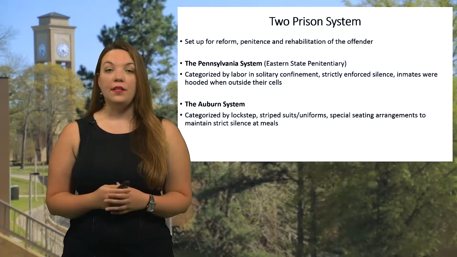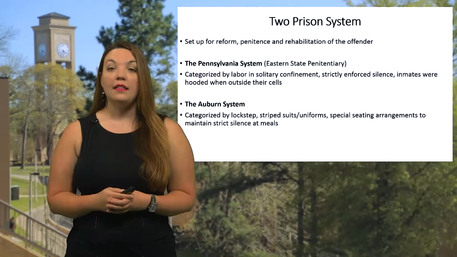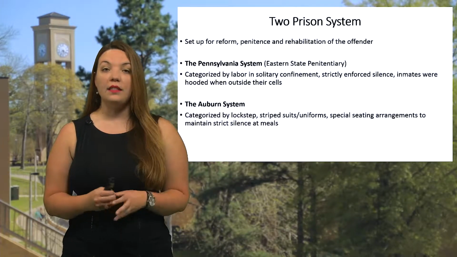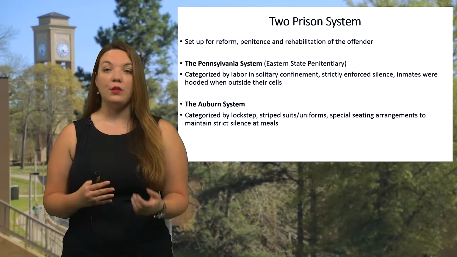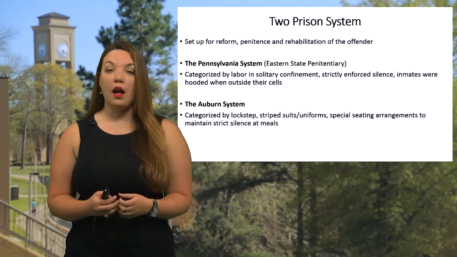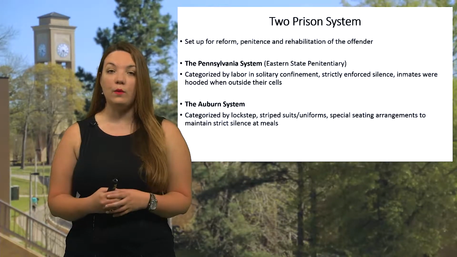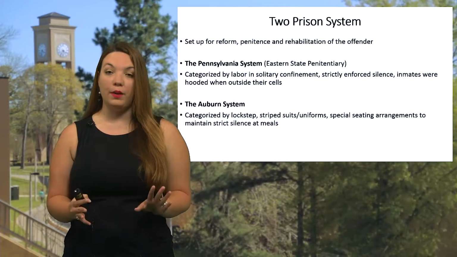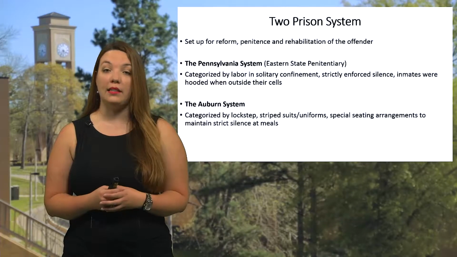The first of our two systems is the Pennsylvania system. This was a system marked by isolation and labor. The inmates were not supposed to talk to one another or be able to identify one another. This was accomplished by a hood that the inmates would wear when they were not in their cells. Their prison cells were very bare bones, and there were almost no amenities at all.